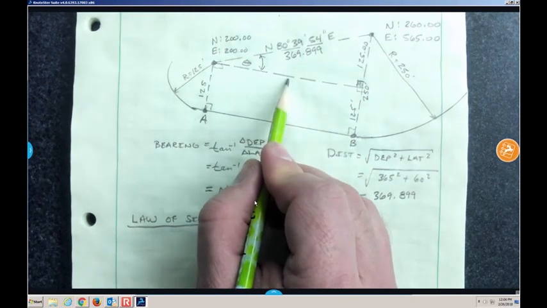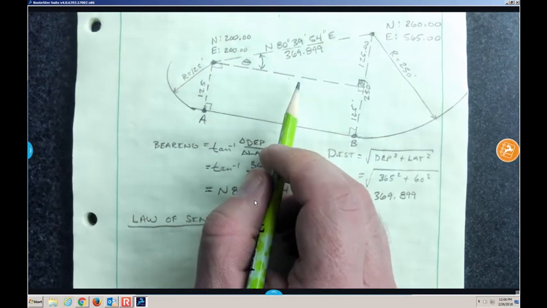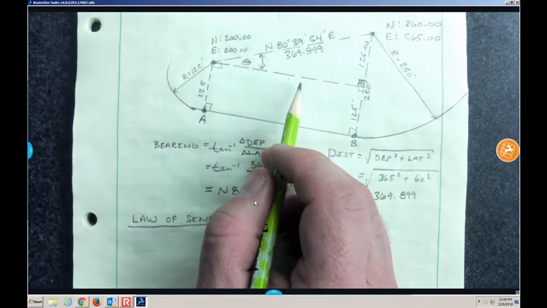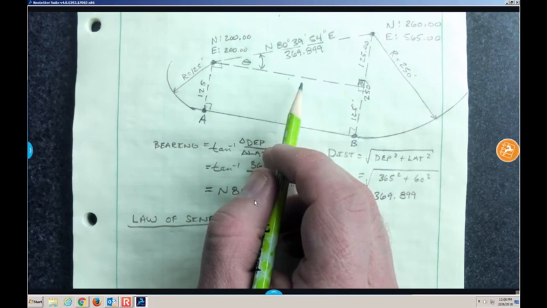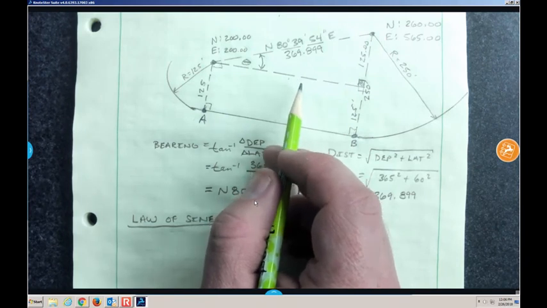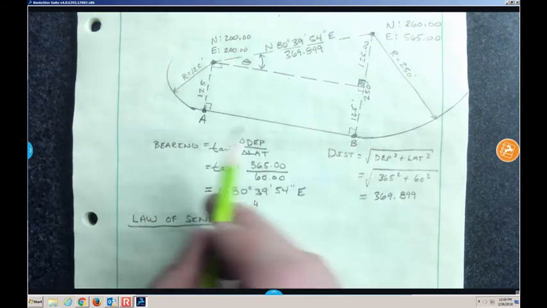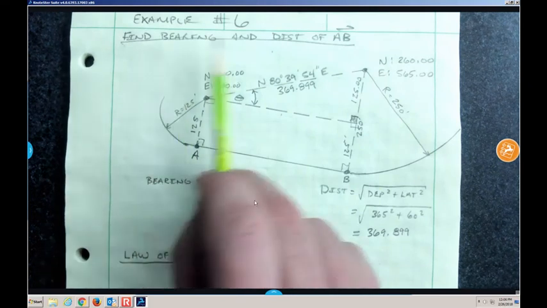But since it's a square, if we find that, that is AB. Then we don't need to know the angle? No, we need to know the angle to figure out the bearing. We've got to figure out the bearing and distance of A to B.